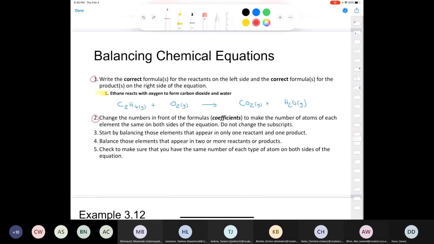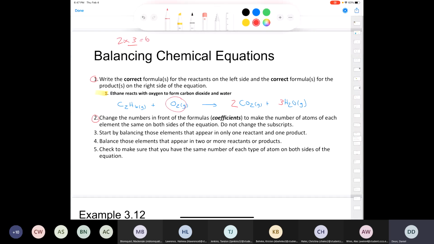Watch carefully. We have 2 carbons over here, but we only have 1 on the other side. So in front of my CO2, I'm going to put a 2. Now I have 2 carbons here and 2 carbons here. Carbon's balanced. Let's move on to hydrogen. I have 6 hydrogens here, but I only have 2 over here. What times 2 is going to give me 6? Well, 2 times 3 is going to give me 6. And so I'm going to put a 3 over here. So now my hydrogens are balanced and my carbons are balanced.